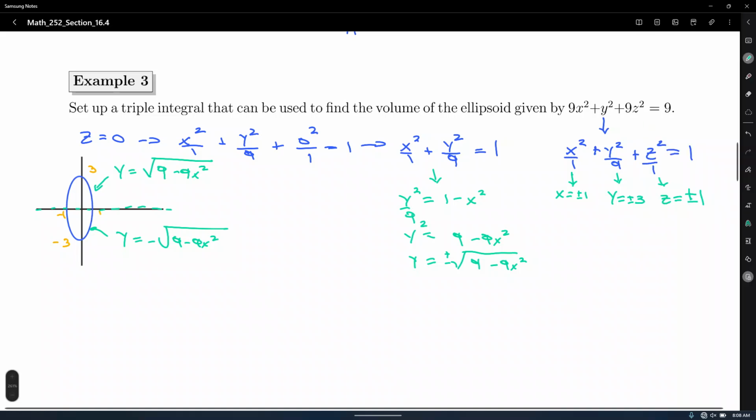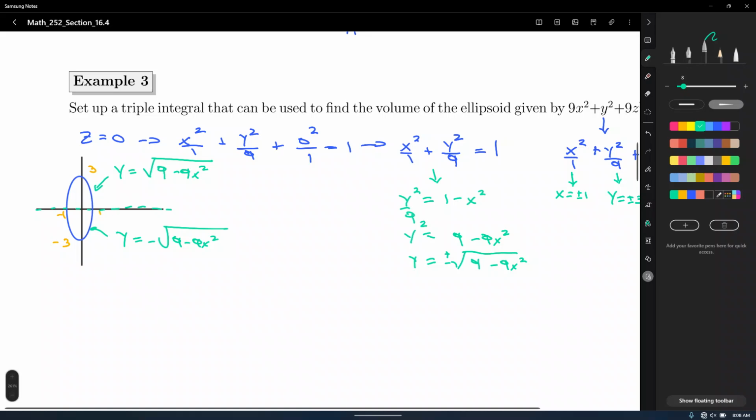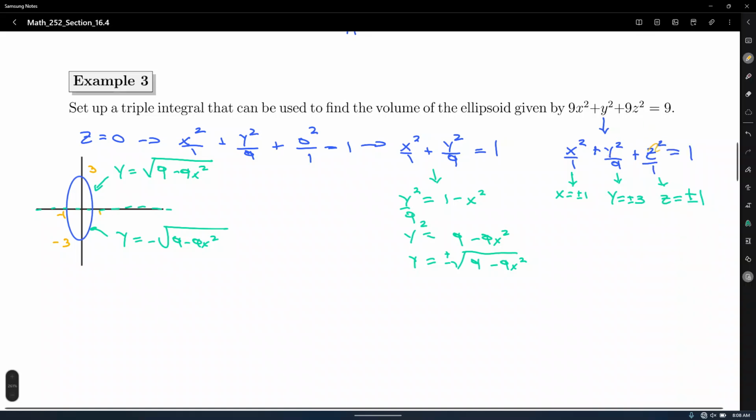Now, what's going on in space? Let me do the same here and keep solving. I'm going to solve for z right here. So z squared equals 1 minus x squared minus y squared over 9. And then z equals plus or minus the square root of all this madness here, 1 minus x squared minus y squared over 9. Right?